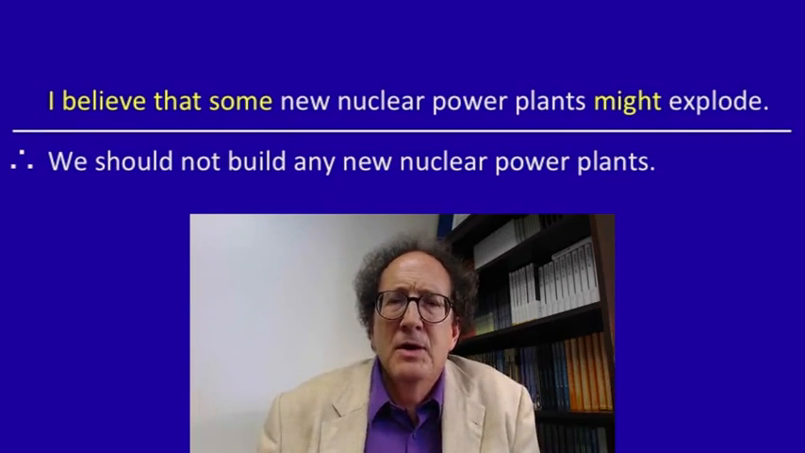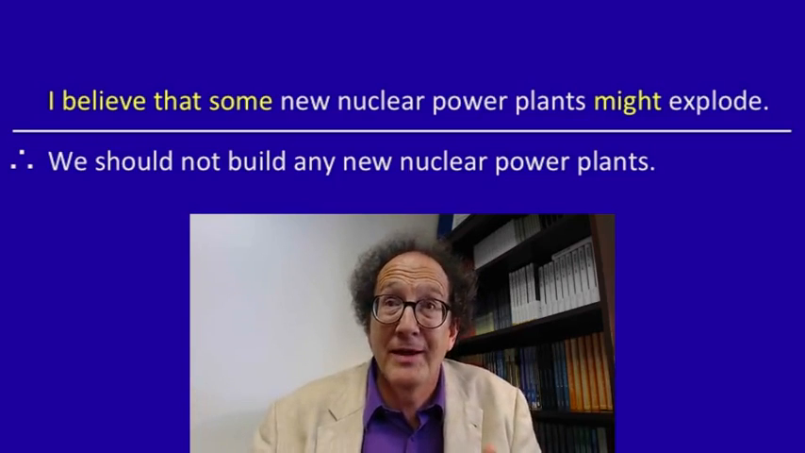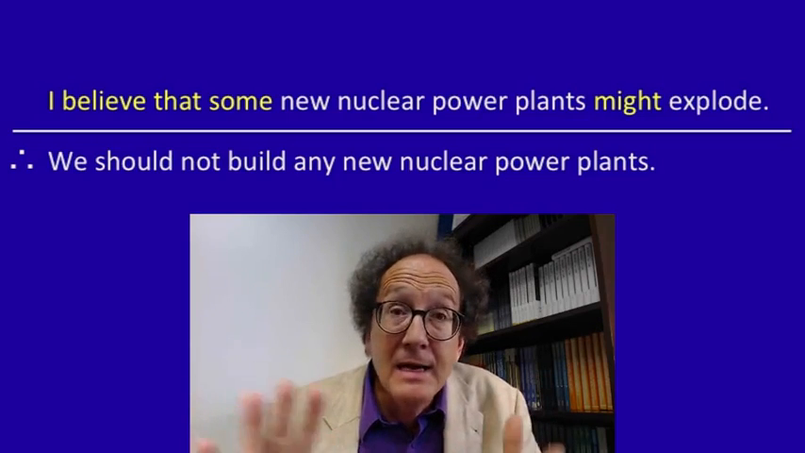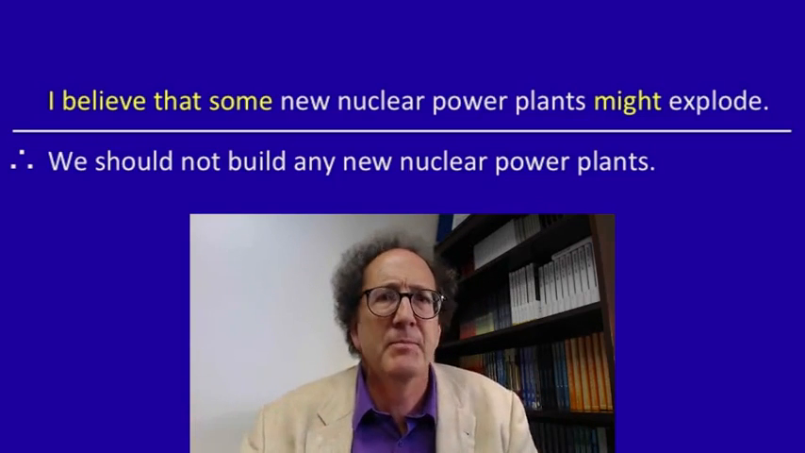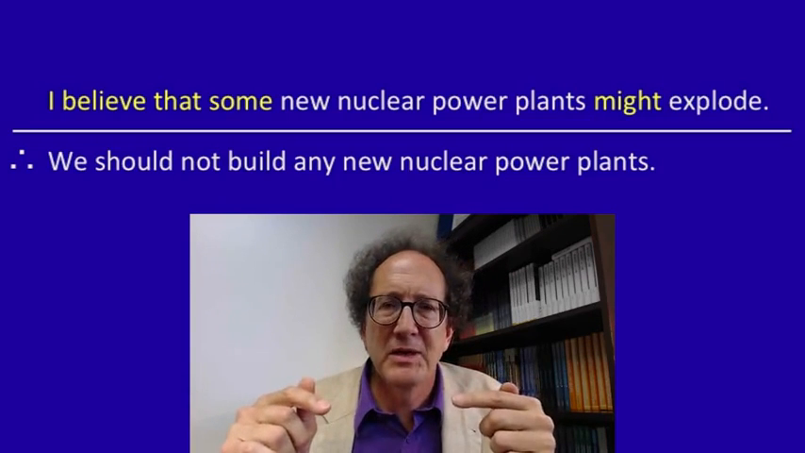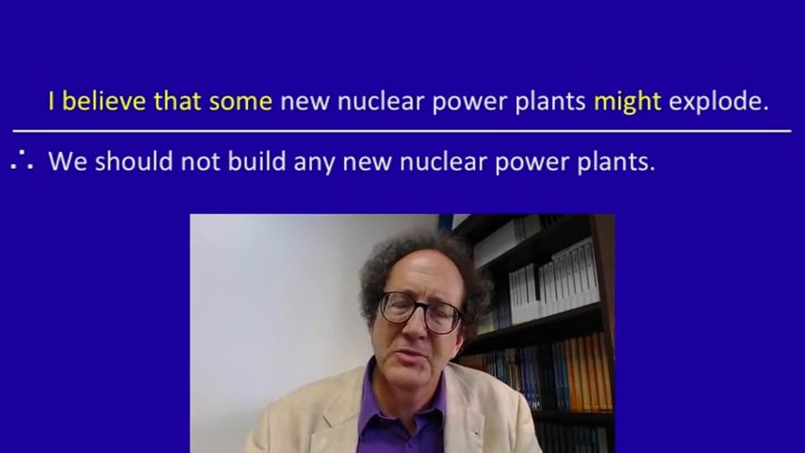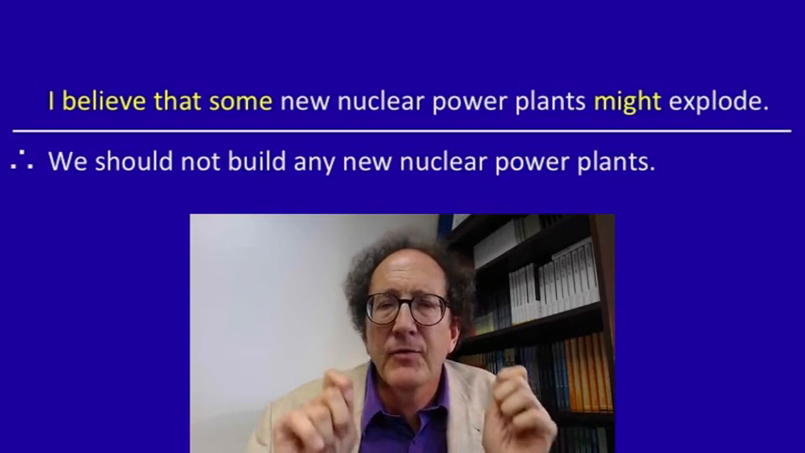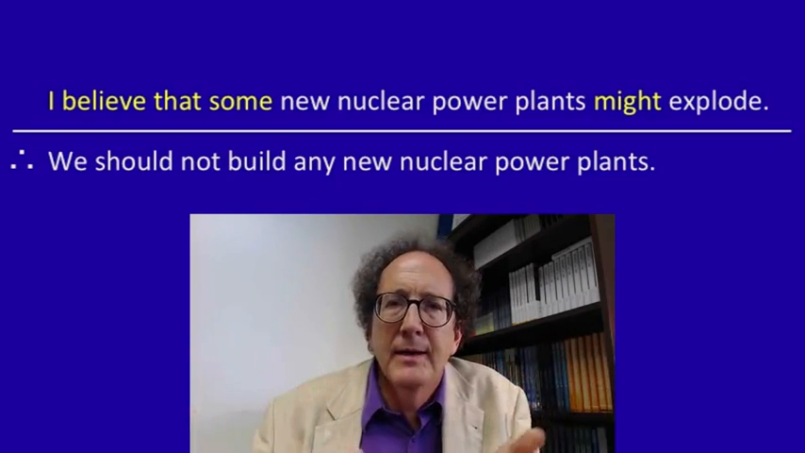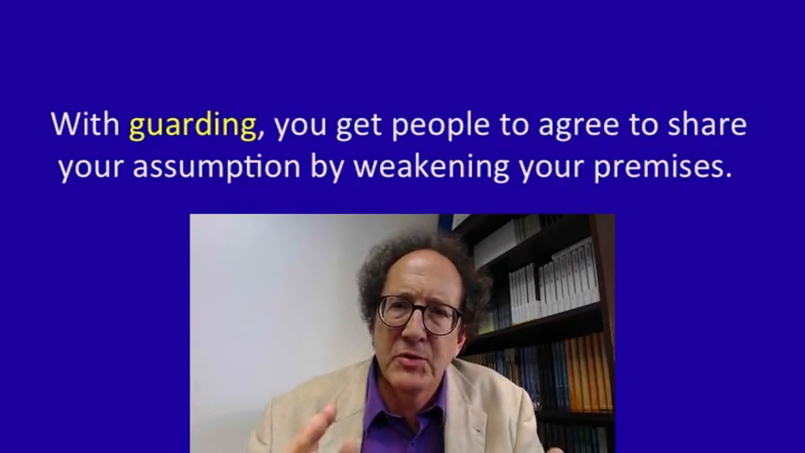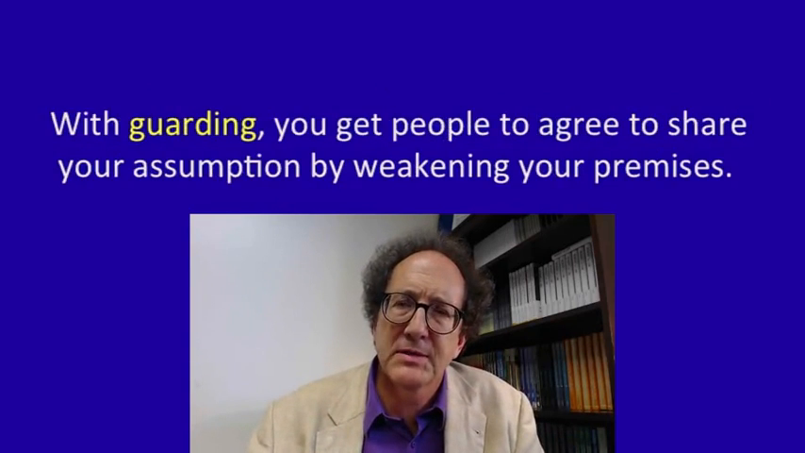I mean, what's an opponent going to do? Show that you don't really believe it? Show that it's not true that they might explode, that there's no possibility that any of them will explode? You're not claiming all of them will, just some of them. So by guarding the premise in this way, you make it more likely to be true and less subject to objection. And that's what guarding does. It enables you to start an argument with that premise if other people agree that it's true because it's so weak. You get them to agree to share your assumption by weakening your premises.